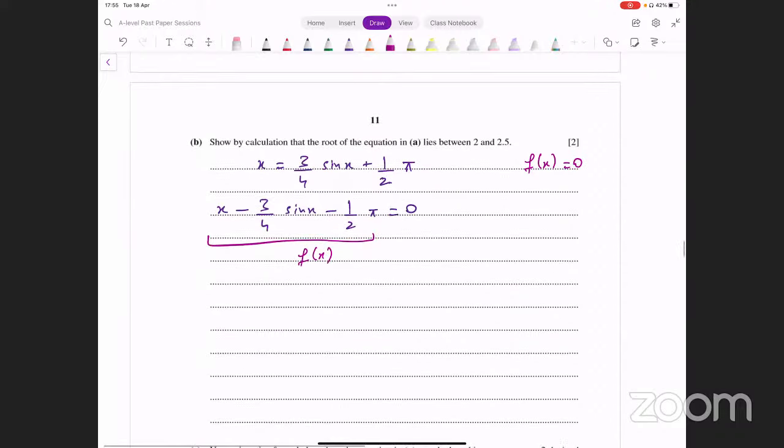आपने इसके अंदर एक दफा 2 input कर देना है और एक दफा 2.5 इनपुट कर देना और देखना आपके पास क्या आता है। 2 इनपुट करके देखें क्या आता है, 2.5 इनपुट करके देखें क्या आता है। Let's input 2, that gives me 2 minus 3 over 4 into sine of 2 minus pi over 2. Okay, so the first one is giving me minus 0.253.